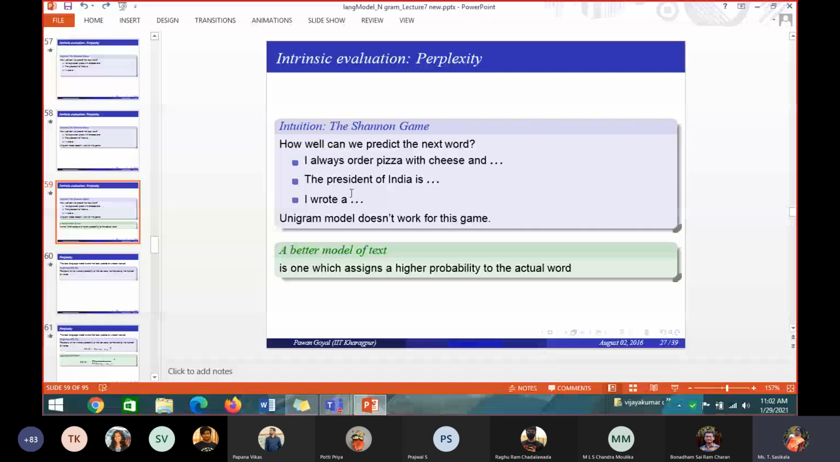So a better model of the text is one which assigns the higher probability to the actual word. That will be the actual word which can fill the given blank.